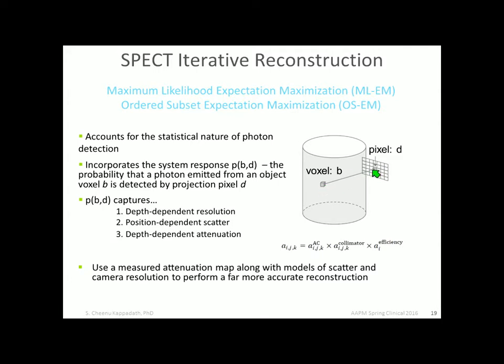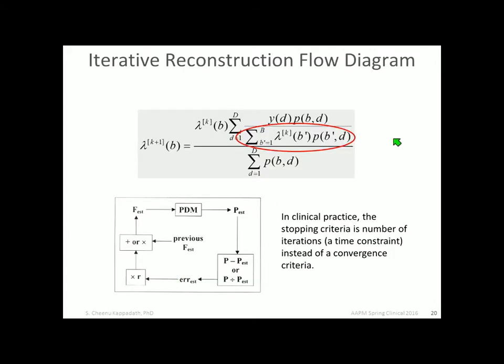in a certain projection? So you can incorporate in this probability density matrix all depth-dependent resolution parameters, scatter, and even maybe collimator response properties, okay? And then this probability density matrix is actually used in an iterative loop.